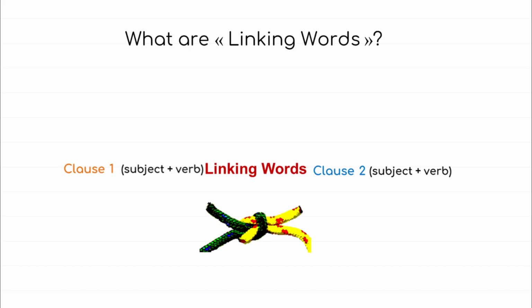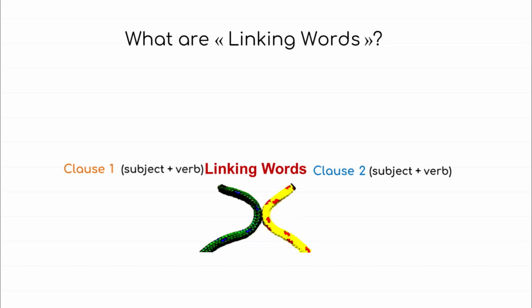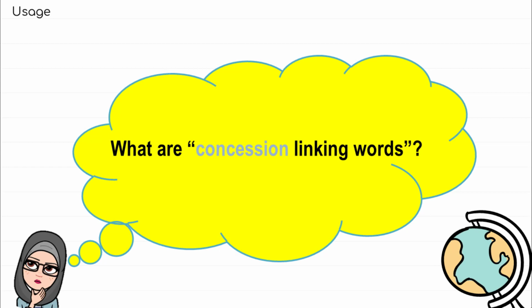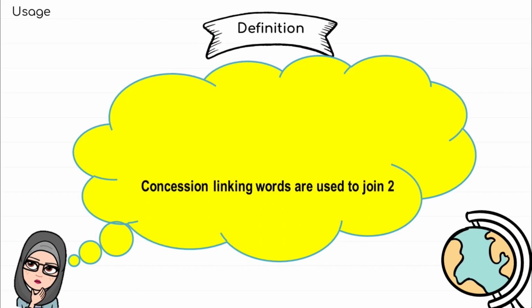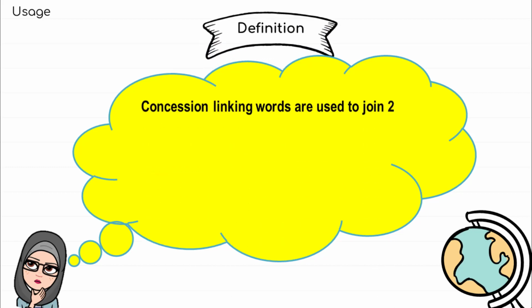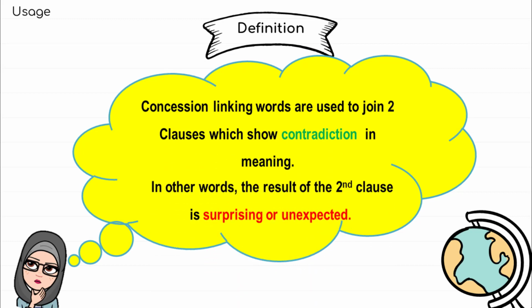There are many types of linking words in English, including our lesson today, concession, and each type has its own function. Now, what are these concession linking words? What do they mean? What do they stand for? And how do we use them? By definition, concession linking words are used to join two clauses which show contradiction in meaning. In other words, the result of the second clause is surprising or unexpected.